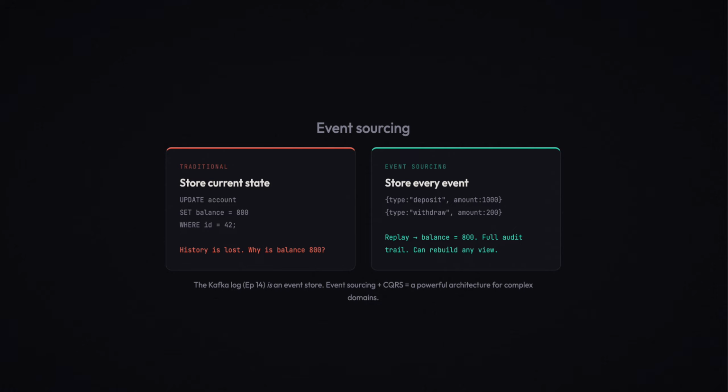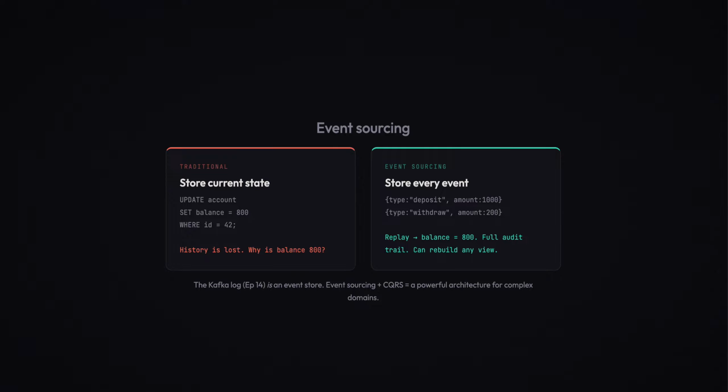You can time travel by replaying events up to a specific point. The Kafka log from episode 14 is an event store. Combine event sourcing with CQRS and you get a powerful architecture. Events are the write model, materialized views are the read model, and Kafka connects them.